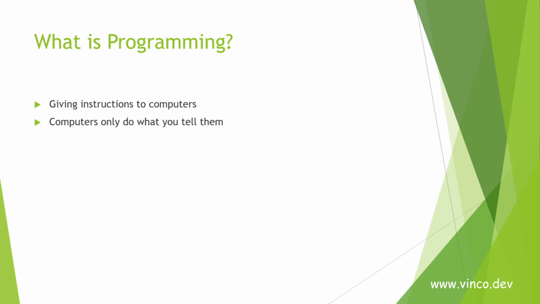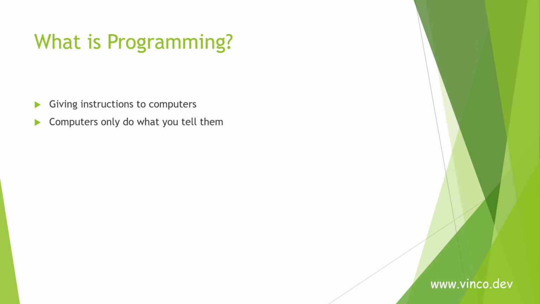If you tell it to calculate numbers, it will. If you tell it to display a website, it will. If you tell it nothing, it does nothing. So that's just how a computer system works. Programming is simply learning how to communicate with computers. That's just what programming is.